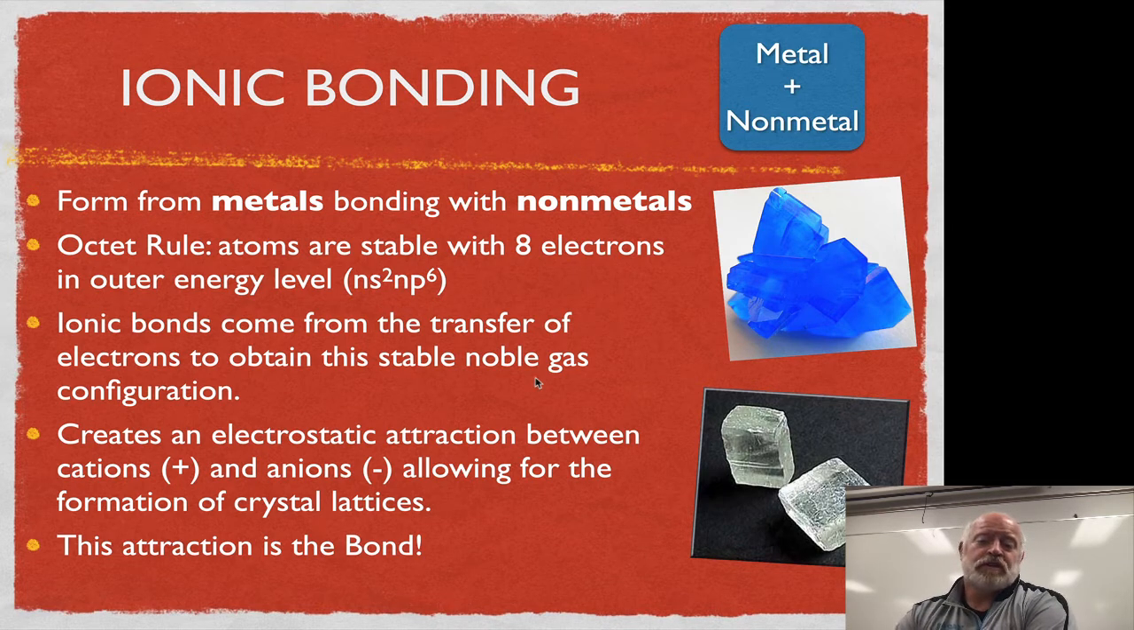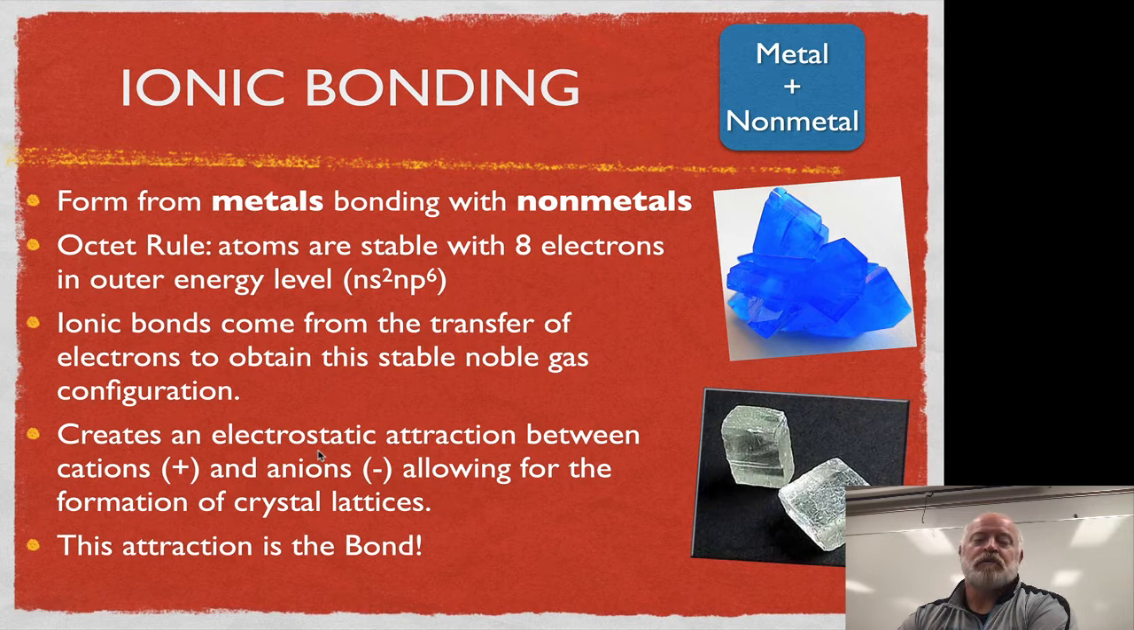The way that they do this is there's a transfer. So for ionic bonding, we have a transfer of electrons from one atom to the other. In that case, the transfer causes a cation to form, and it causes an anion to form, where the cation is our positive ion, the one that's giving up the electron, and the anion is the one that's gaining the electron.